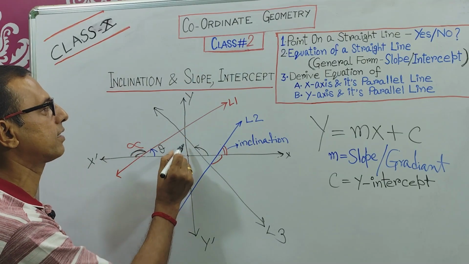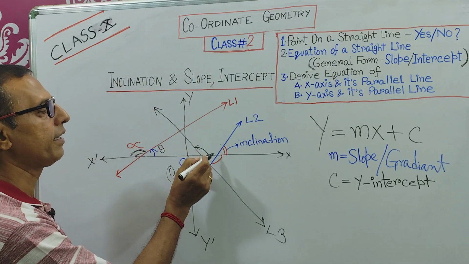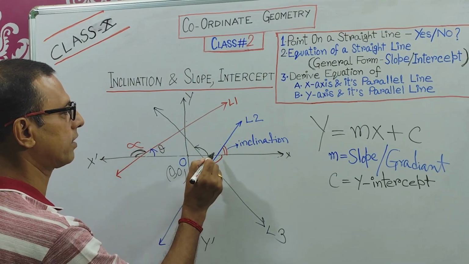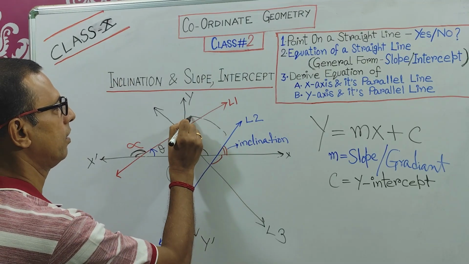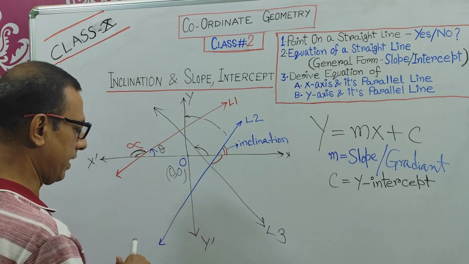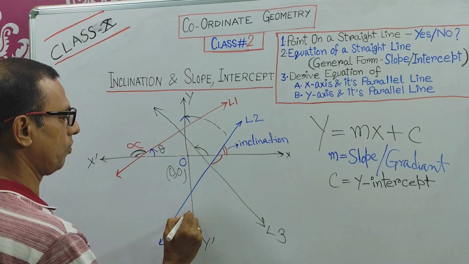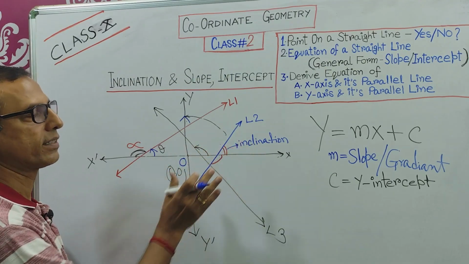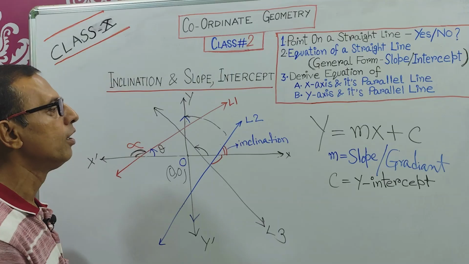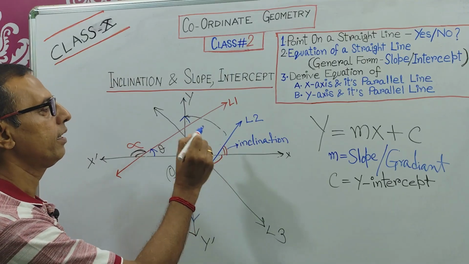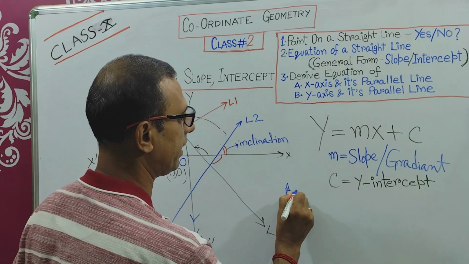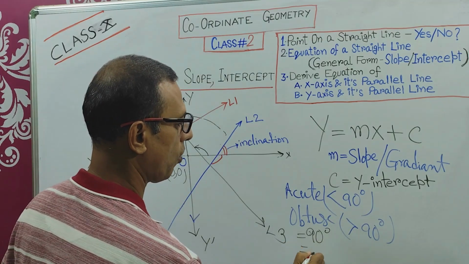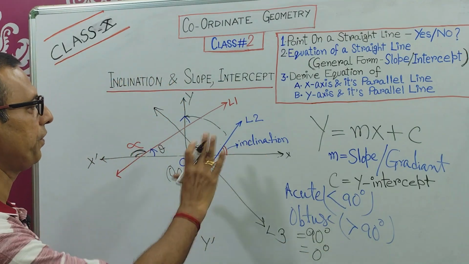When the line is lying on the y-axis, then the inclination, let's say this line is moving, and finally this line is coming onto the y-axis. In that case the line will lie along the y-axis. So when it is on the y-axis, the angle with the positive direction of the x-axis is 90 degrees. So inclination could be acute, that is less than 90 degrees, obtuse, that is greater than 90 degrees, equal to 90 degrees, or equal to 0 degrees. So this is the definition of inclination.